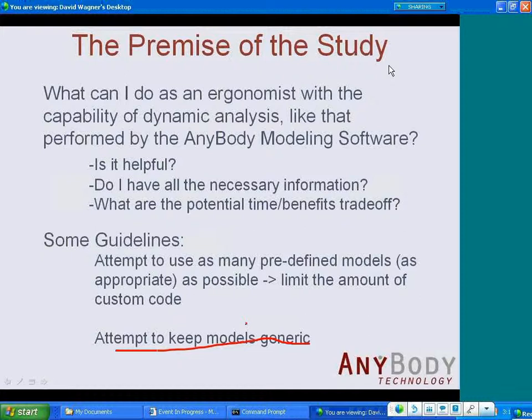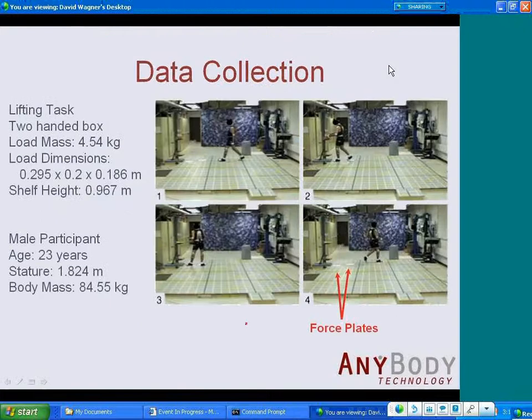So before I get started, I would like to familiarize everyone with the single trial I am going to analyze here, just so we're on the same page. I'm going to analyze a lifting task from an ergonomic perspective with the AnyBody modeling software, and I'm going to compare the static analysis derived from the AnyBody software with the dynamic analysis derived from the AnyBody software with respect to some joint moments and low back loading.